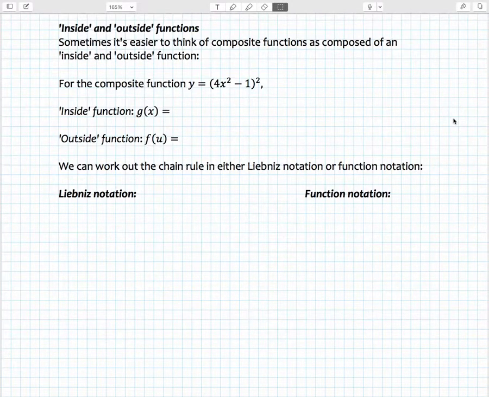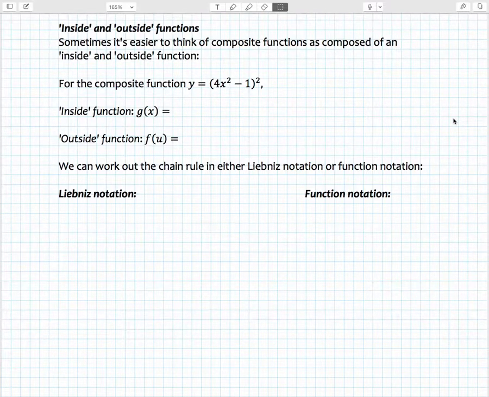Okay, so sometimes it's easier to think of composite functions that we're going to apply the chain rule to as being composed of an inside and outside function. I think one of the hardest things about the chain rule is not necessarily doing it, but recognizing what are the two parts that make up this composed function. Sometimes it's obvious, but other times it's not so obvious. But it can be easier if you think of an inside and an outside function.